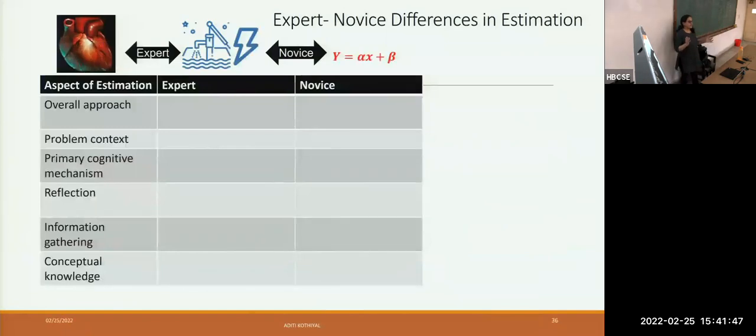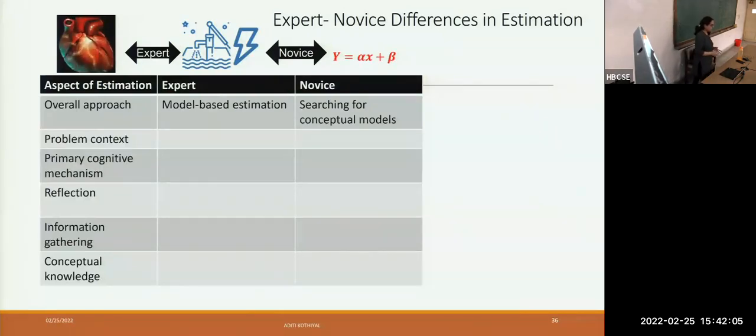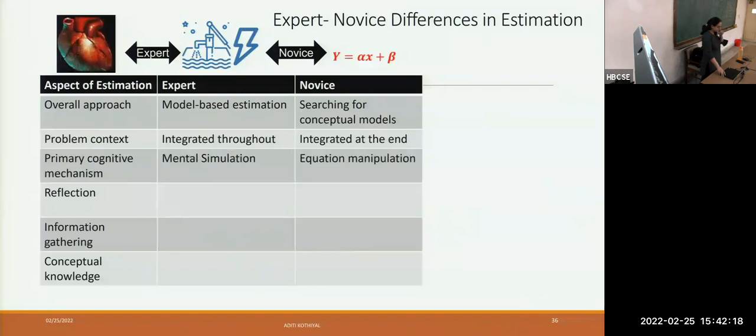Together, we were able to identify the expert-novice differences in estimation. And as Savita was asking yesterday, this is a very standard approach in problem solving: identify the differences between experts and novices, and then use that to build interventions. In terms of overall approach, experts have model-based estimation. Novices are just searching for an equation. The problem context is integrated throughout for experts, whereas for novices it's integrated at the end.